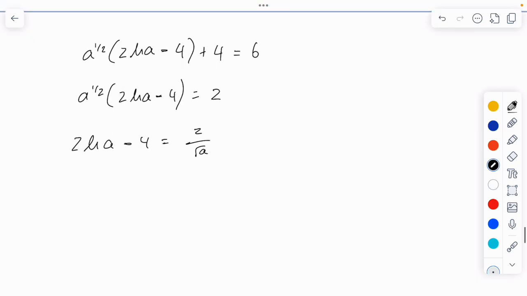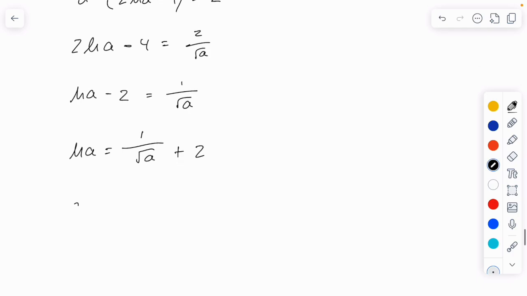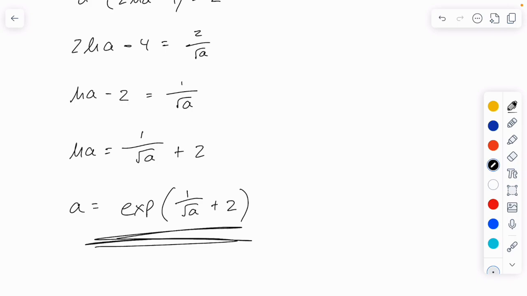Right, which means then that ln a minus 2 is equal to 1 over root a, which gives me ln a is equal to 1 over root a plus 2. Ln a is equal to 1 over root a plus 2, which means that a is equal to e to the power of 1 over root a plus 2. And that's going to be the final answer as required there.